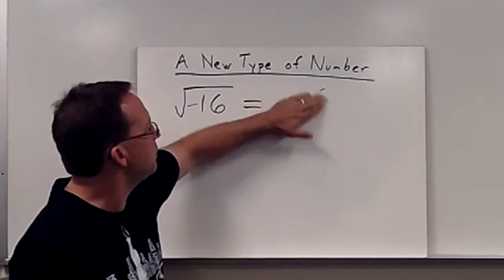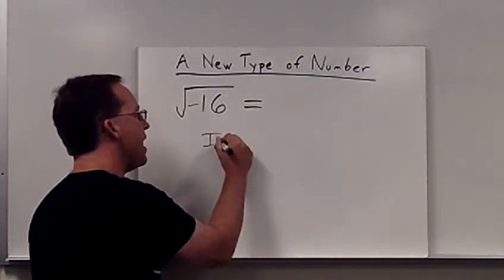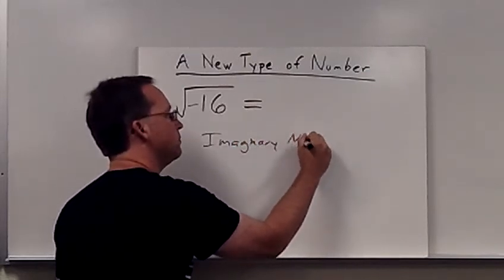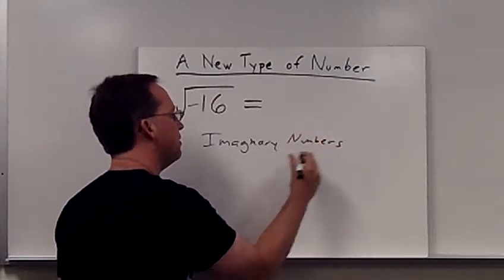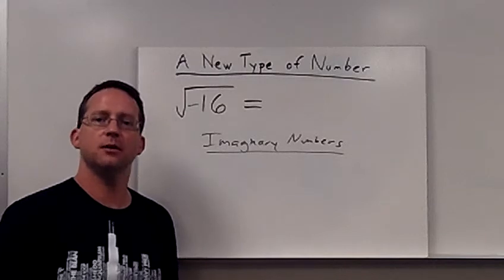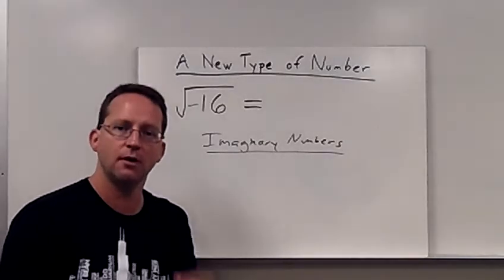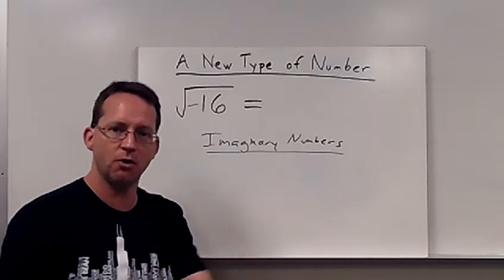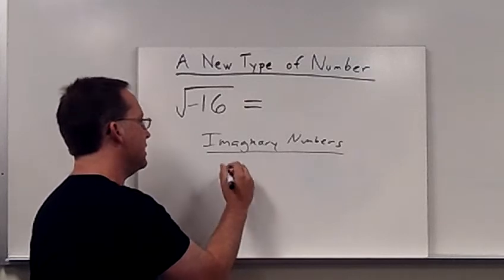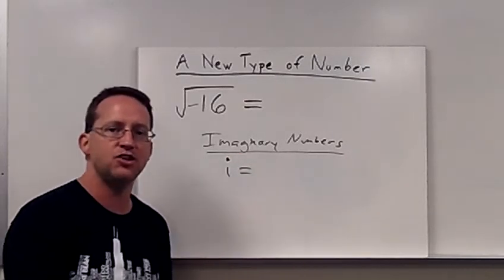The number system that I want to talk about today is something called the imaginary number system. Imaginary numbers. So yeah, there really are fake numbers. They're called imaginary numbers. The idea of imaginary numbers is based on one new number that we're introducing into our number system. And that new number actually looks like a letter. It's i. i for imaginary. The imaginary number.